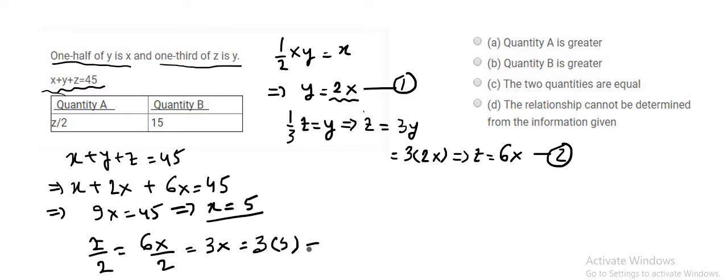we simply multiply it and find that the value is 15, which is equal to side B, and therefore the two quantities are equal. So in this case the answer would be option C, the two quantities are equal.